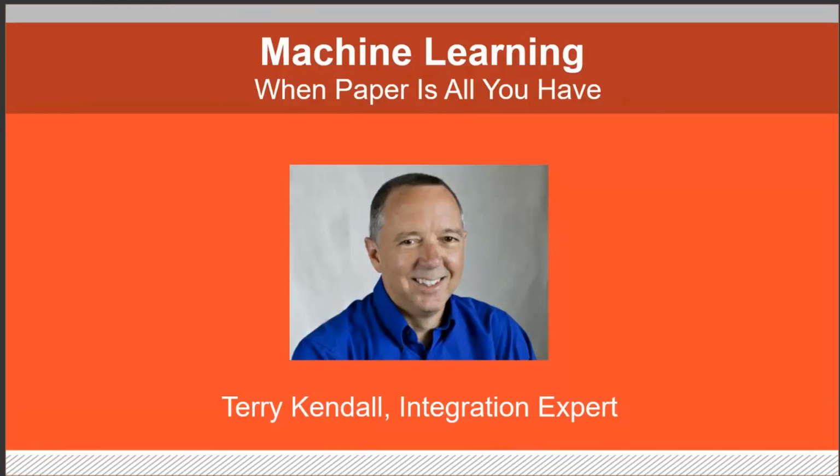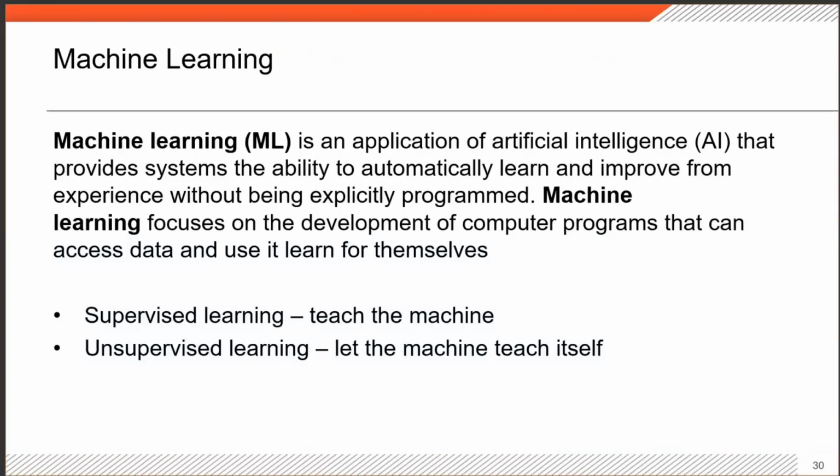But first, what is machine learning? Let me give you a definition. Machine learning is a technology, an application in the artificial intelligence world that can automatically learn and improve without being explicitly programmed. Machine learning then again focuses on accessing the data and learning for themselves.